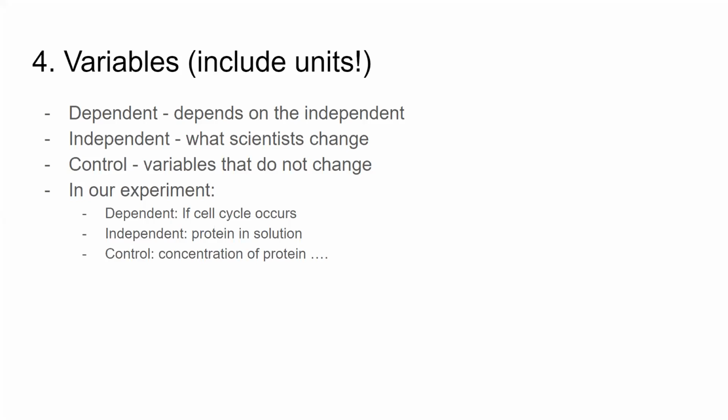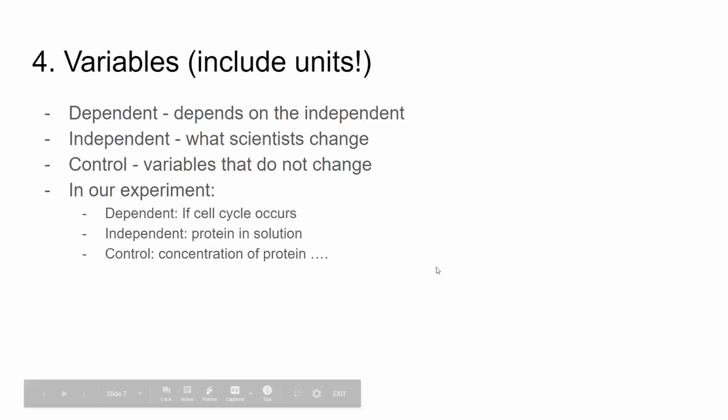Another really, really important thing that I can't stress enough is that your variables must include units if you're using them. So for example, if you're going to measure temperature, make sure you put that your dependent variable will be in Fahrenheit or Celsius. If you're measuring volume, make sure that you write down that it's going to be measured in milliliters or liters. This is really, really important. Make sure you include units.